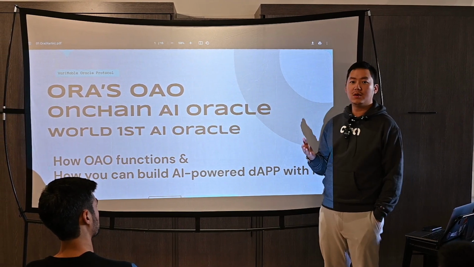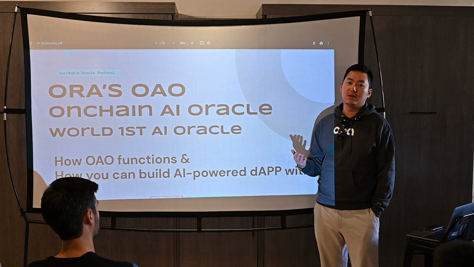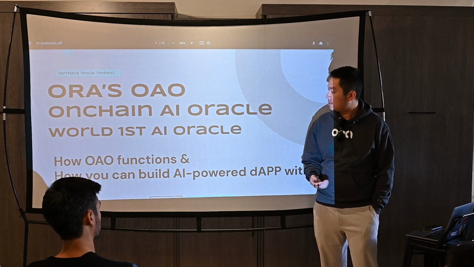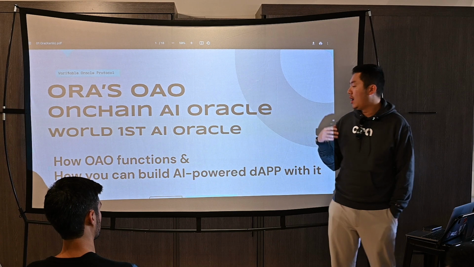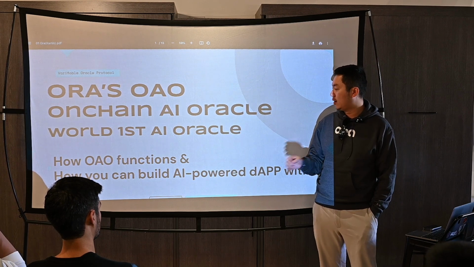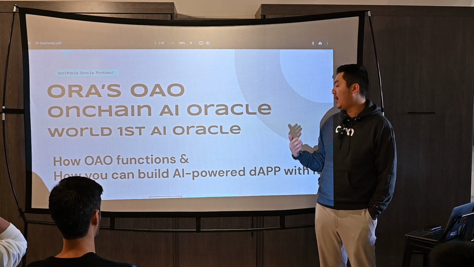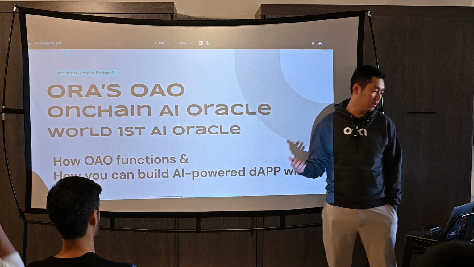So Aura is a protocol that will enable any size of AI model on any blockchain. Today I'm going to mainly talk about how the on-chain AI Oracle, OAO, functions, and how you can build an AI-powered D-app today with the on-chain AI Oracle.